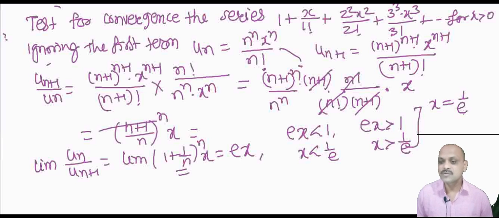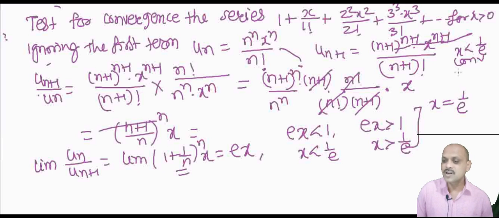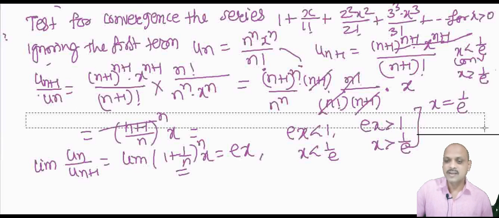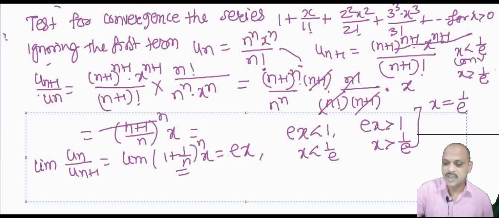When x equal to 1 divided by e, we have u_(n+1) divided by u_n. Now what do we have as the result? The series converges for x less than 1 divided by e, and diverges for x greater than 1 by e. Let us discuss the convergence at x equal to 1 by e.